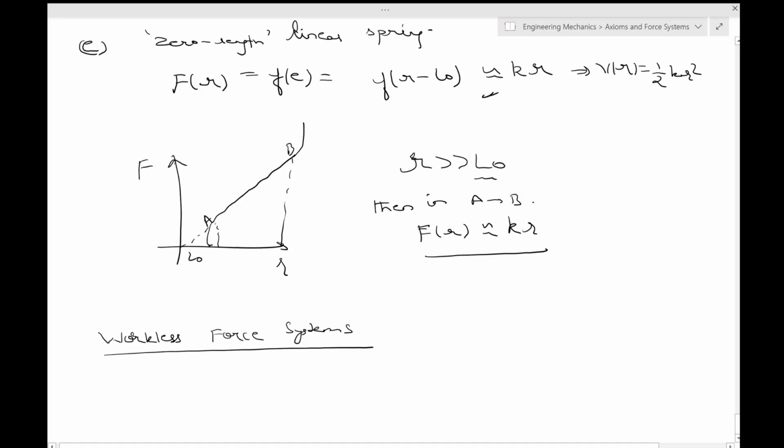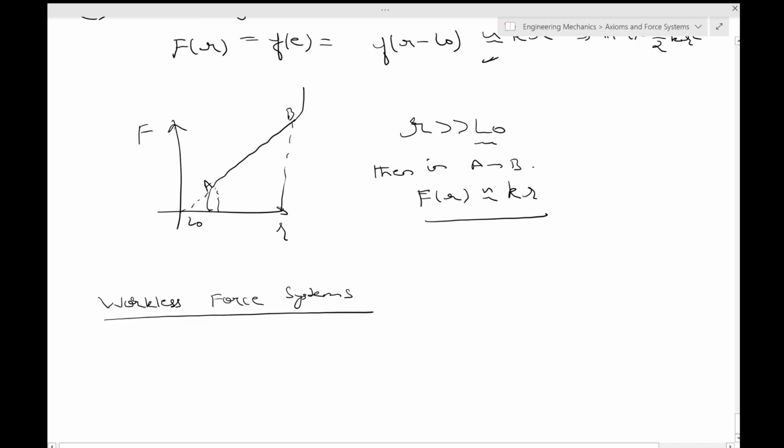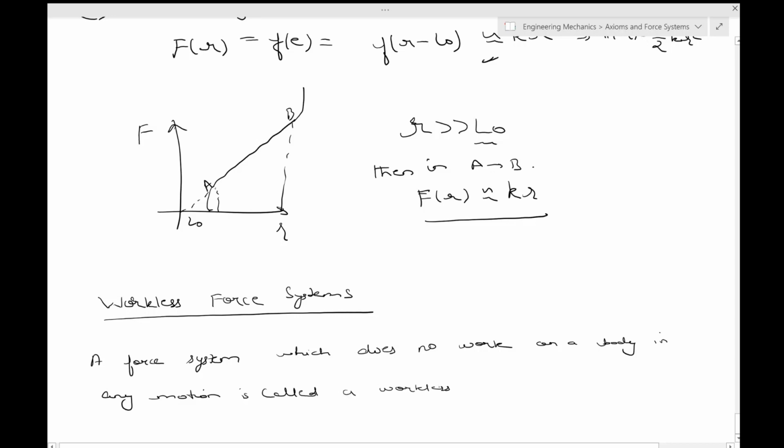So you may have a situation where forces are acting on a body and yet they do not do any work. A force system like that is called a workless force system. Let me put that down in words. A force system which does no work on a body in any direction, in any motion, is called a workless force system. We'll see through some examples that there are forces, there is definitely motion, but there is no work done.